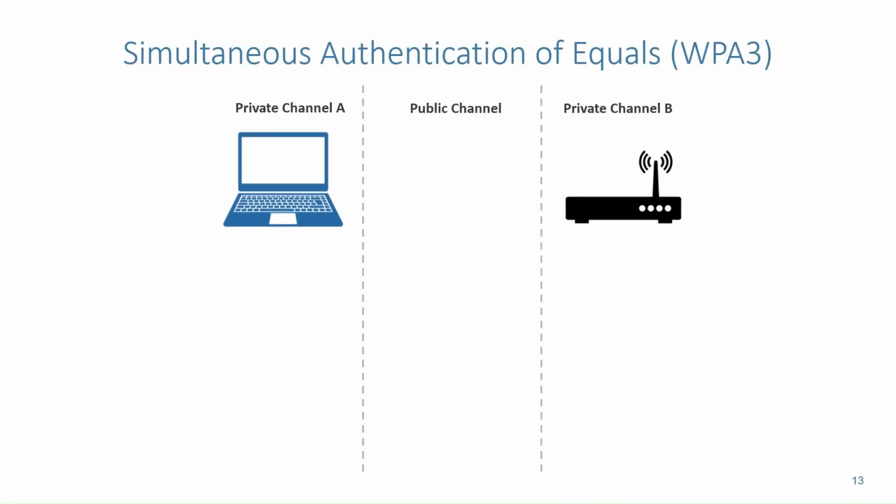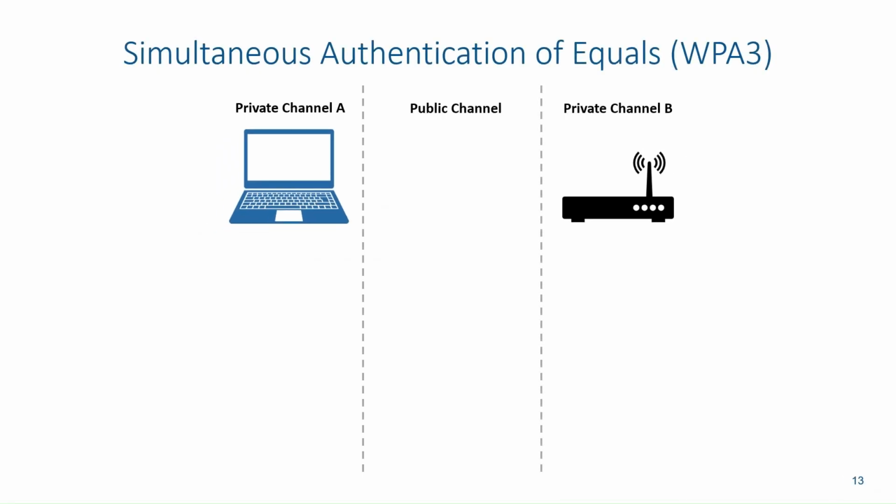So WPA3 has resistance to these offline dictionary attacks, and for this reason should be used. It uses the simultaneous authentication of equals, which is built on the Diffie-Hellman exchange with authentication added. It is also known as the Dragonfly key.